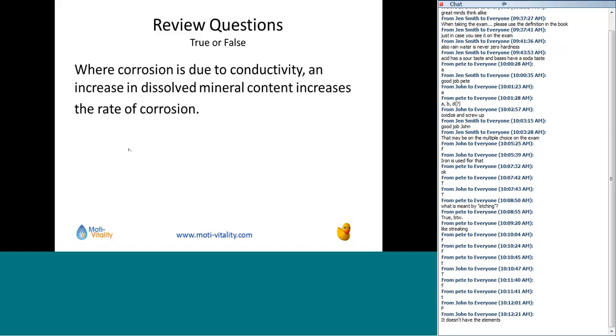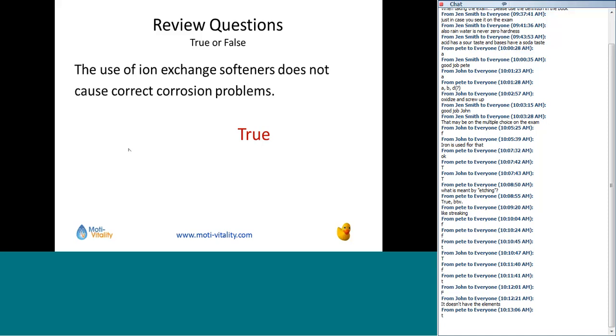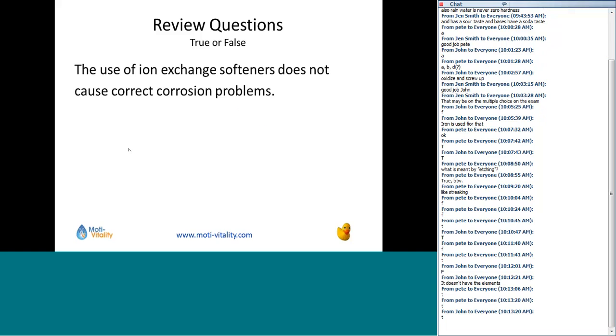Where corrosion is due to conductivity, an increase in TDS, or the dissolved mineral content, increases the rate of corrosion. That is true for sure. Exactly. Use of an ion exchange softener does not cause or correct corrosion problems. That's true.